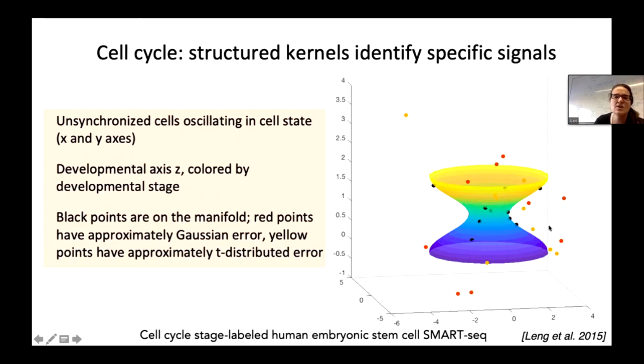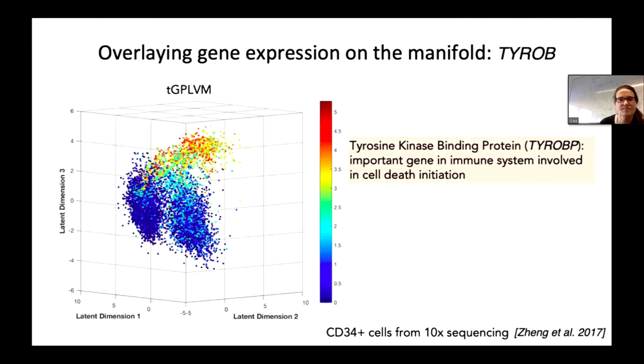So the second thing to notice is that all of the yellow points on this visualization are ones that are way off the manifold. If we hadn't used that t-distributed error, these yellow points would be pulling the manifold way away from this sort of cylindrical design, and we wouldn't have been able to recover a cylinder for this space. So that's kind of a win for this robustness.